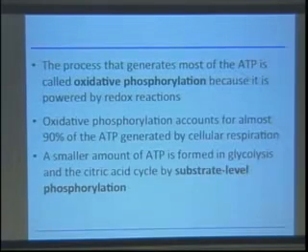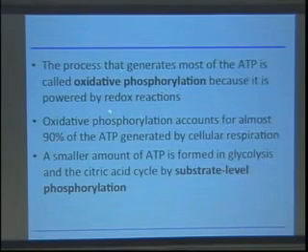All right, so as I said, the process that generates most of the ATP is called oxidative phosphorylation. It's powered by a whole series of redox reactions, and almost 90% of the ATP generated during cellular respiration is generated during oxidative phosphorylation. Okay, and then we make a smaller amount of ATP during glycolysis and the citric acid cycle through substrate level phosphorylation. So what's the difference?